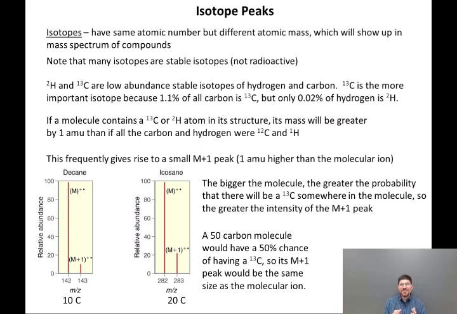By the time you get up to 50 carbons, there's a 50% probability that any particular molecule that you observe, whose ion reaches the detector, has a carbon somewhere with one more neutron. We don't normally look at molecules that are that big, but isotope peaks are present, and they do give you some idea, a very crude idea, of how big of a molecule you're looking at.